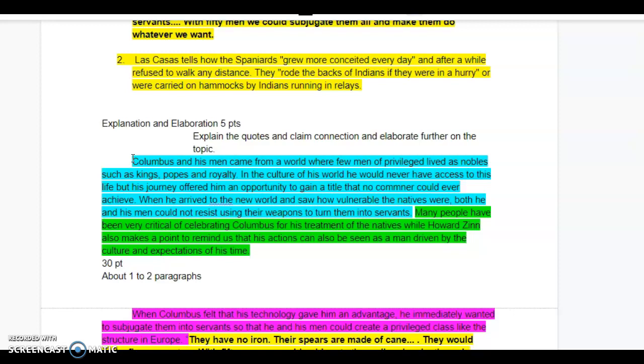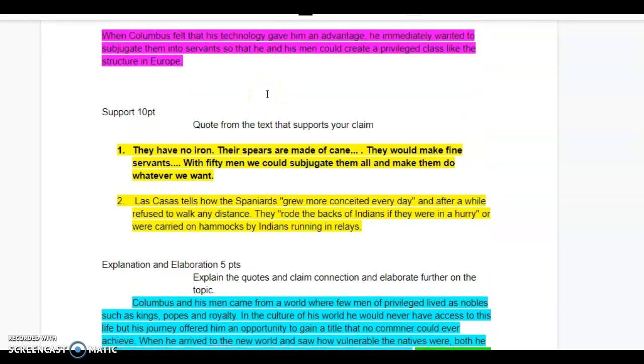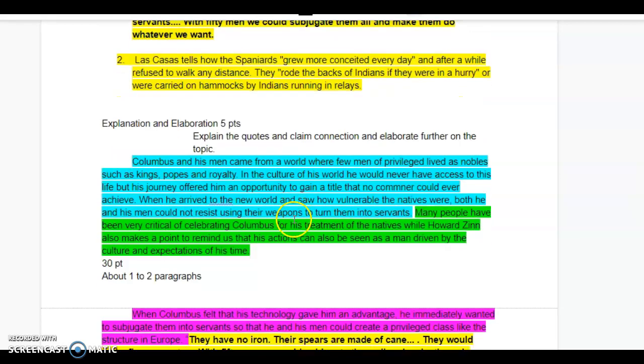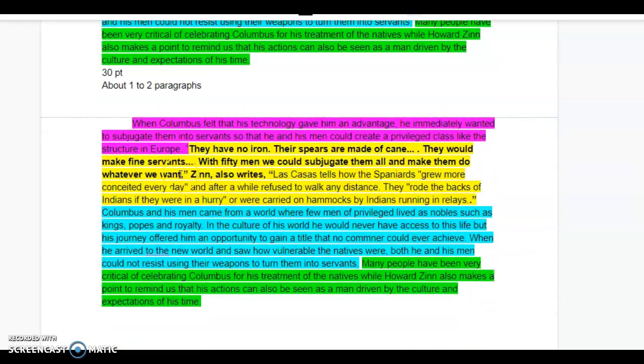And here's where I elaborate. Many people have been very critical of celebrating Columbus for his treatment of the natives, while Howard Zinn also makes a point to remind us that his actions can be seen as a man driven by his culture and expectations of the time. So if I were to put these things together, and as you're writing, you can split the stuff up, but what I would like is a paragraph when all of them are connected.